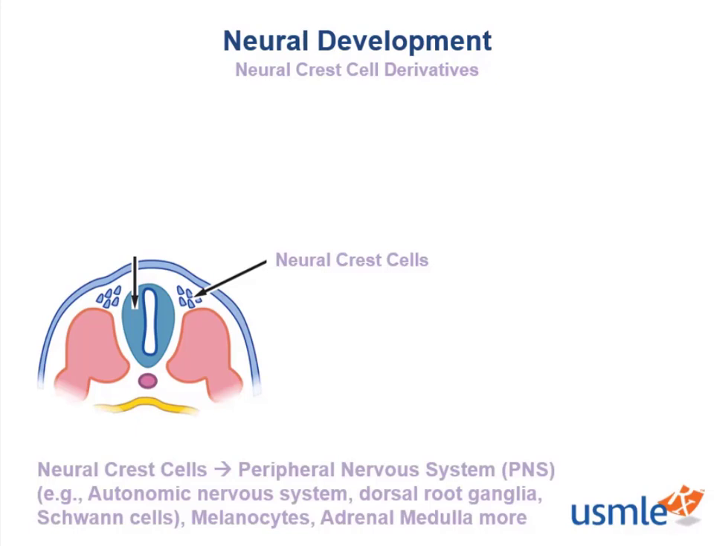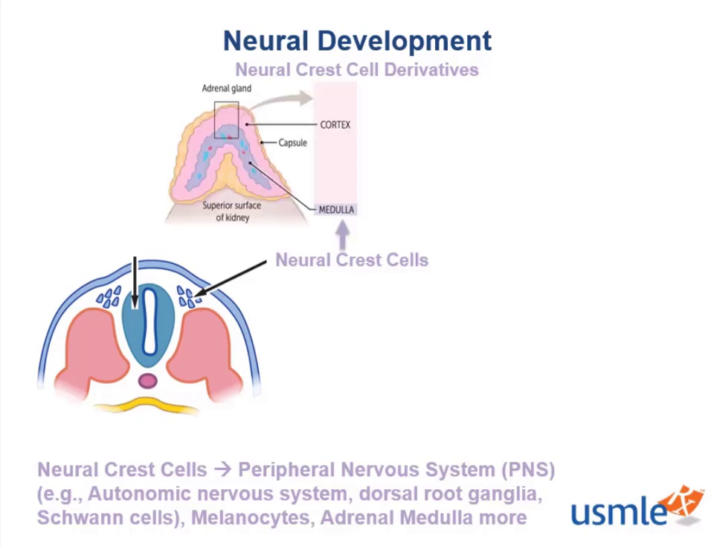The peripheral nervous system, including the autonomic nervous system, dorsal root ganglia, and Schwann cells, which produce the myelin for peripheral nerves. Additionally, neural crest cells give rise to melanocytes, which lie at the basal layer of skin to produce skin pigments, and the adrenal medulla. Medulla. Got it? Not cortex. Adrenal what? Medulla. Let me show you some of these high-yield associations.